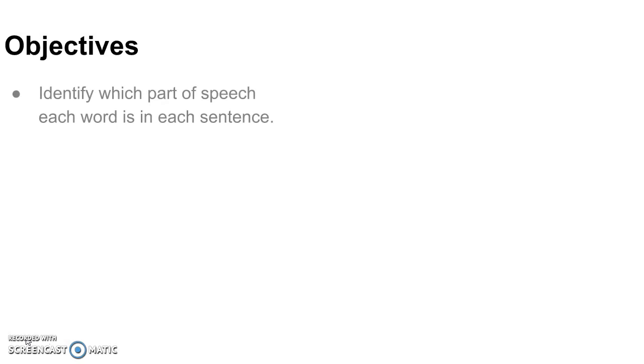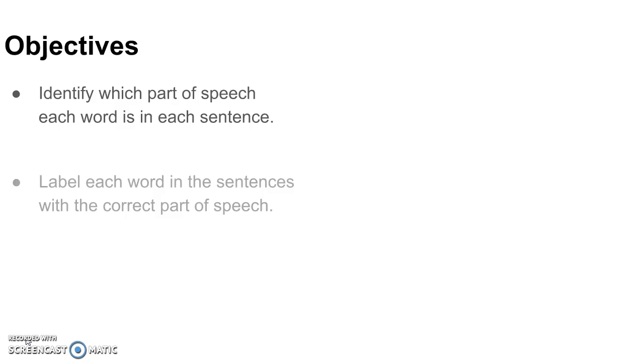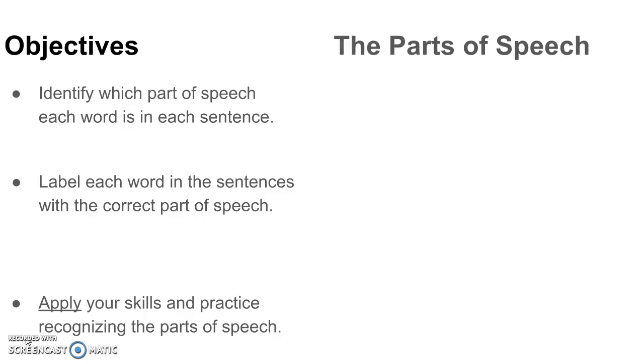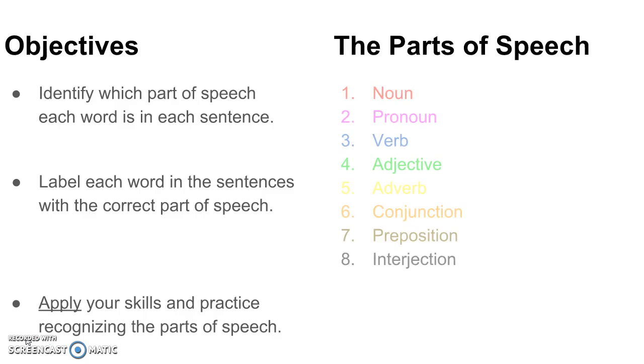The objectives of this lesson today are to identify which parts of speech each word is in a sentence. Let's try to label each word in the sentences with the correct parts of speech. And let's apply the skills that we've learned and practice recognizing parts of speech in sentences. To review, here are the parts of speech, and as you can see, I have color-coded them to make them more easily recognizable.